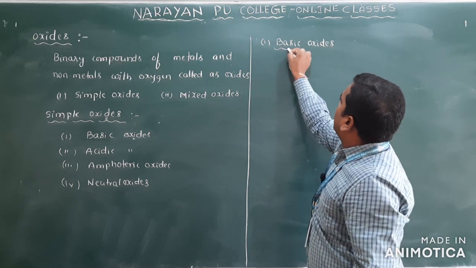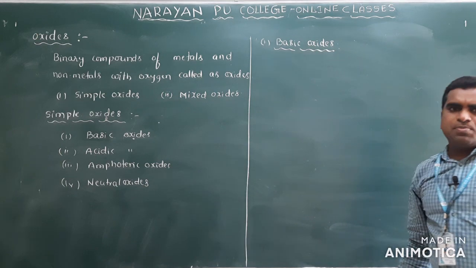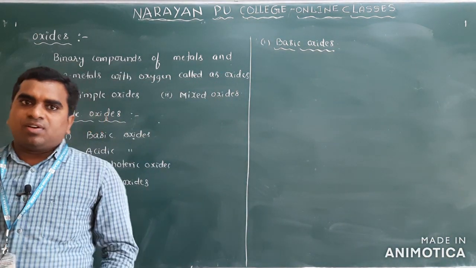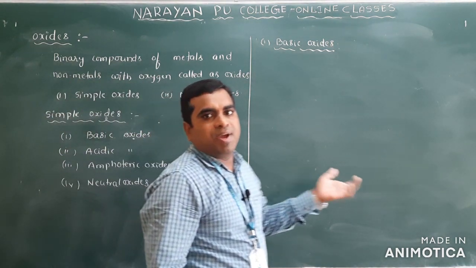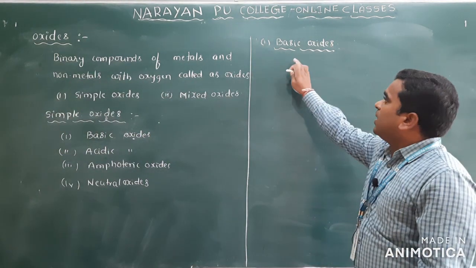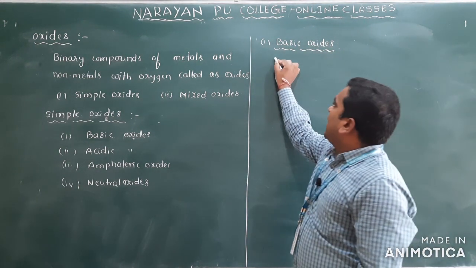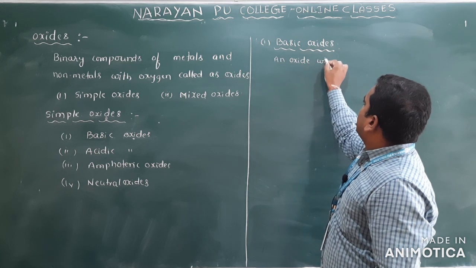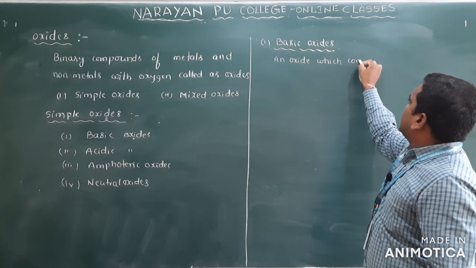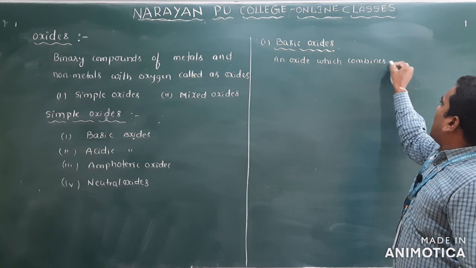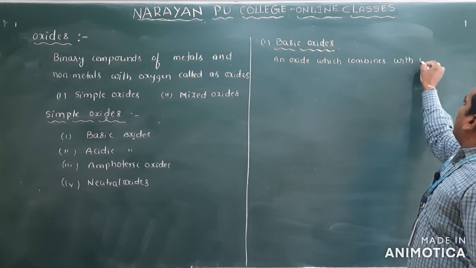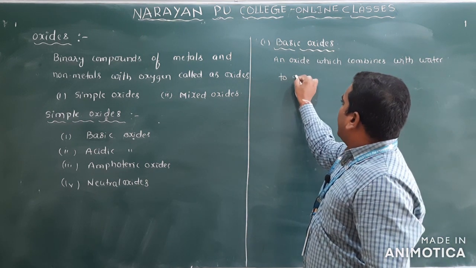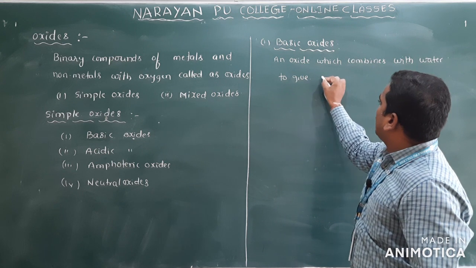Clear? So here basic oxide. What are these basic oxides? Oxides which combine with water and produce bases are called basic oxides. Clear? An oxide which combines with water to form bases.